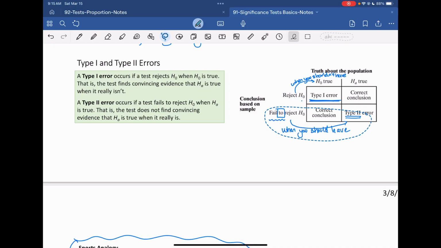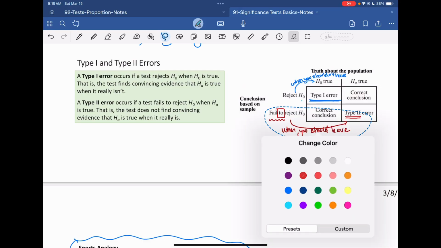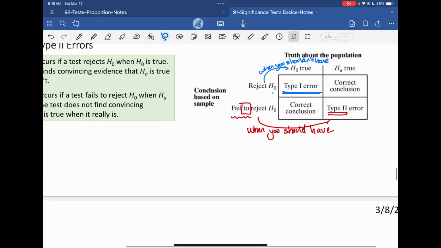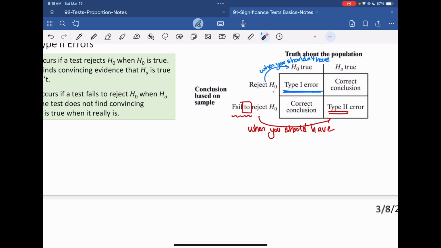Type 2 error, I'm just going to change the color on this, occurs when you fail to reject. Type 2 error occurs because the alternative is true, but you fail to reject the null when you should have. So, type 1: rejected the null, but you shouldn't have. Oops, right? Type 2: you failed to reject the null, but in fact, you should have. Oops, again. Both are mistakes.